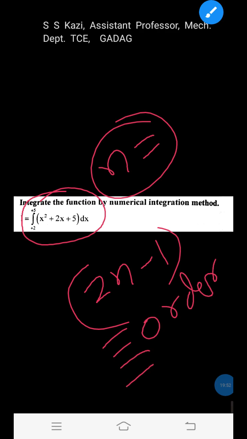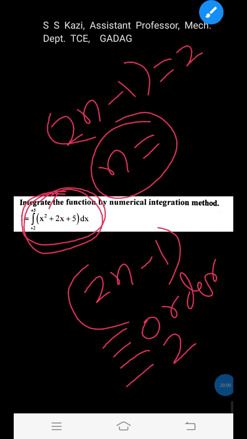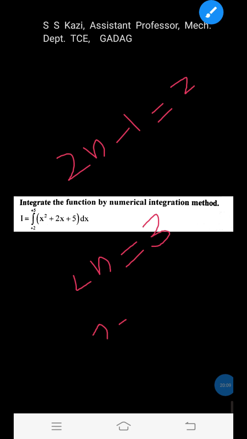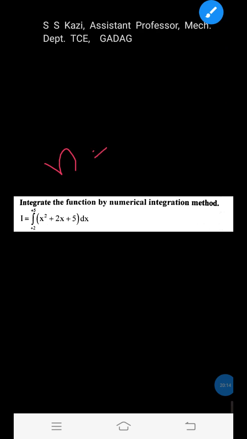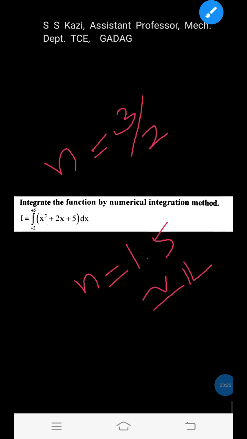What is the order of the polynomial here? It is given, that is 2. 2 is the order of the polynomial, so we get the equation 2n minus 1 is equal to 2. Then 2n is equal to 3. Then n is equal to 3 by 2, that is n is equal to 1.5, which is approximately equal to 2. That means you evaluate this given integral using the 2-point method.